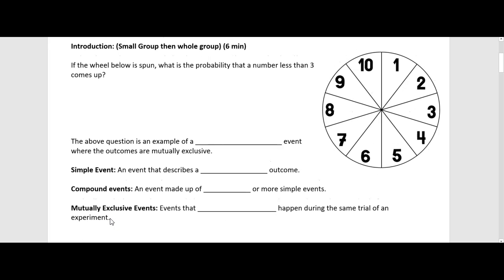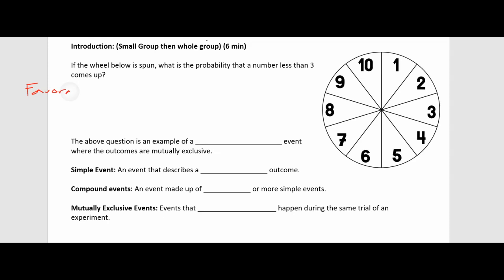It says, if a wheel is spun, what is the probability that a number less than 3 comes up? So a number less than 3. Well, we're assuming that each of these sectors on the wheel are equal in area and symmetrical, so that the probability of landing on one number is the same as landing on any others. And there are two favorable outcomes for us, right?